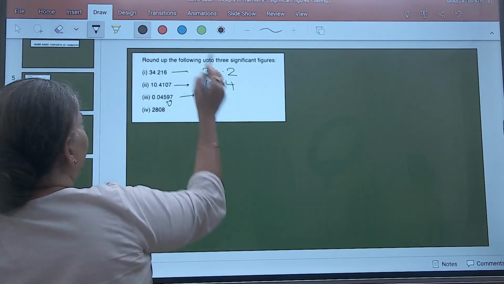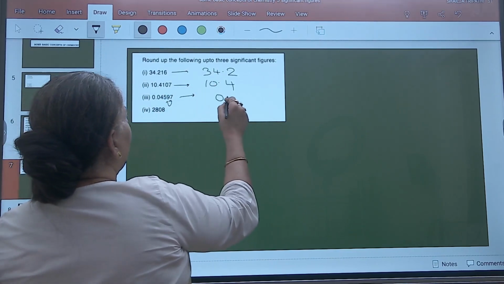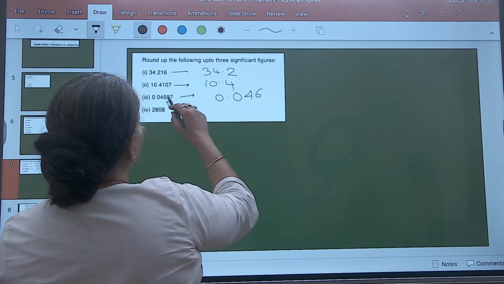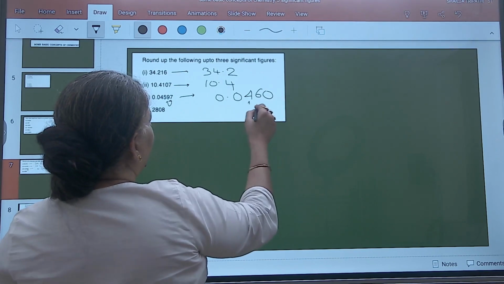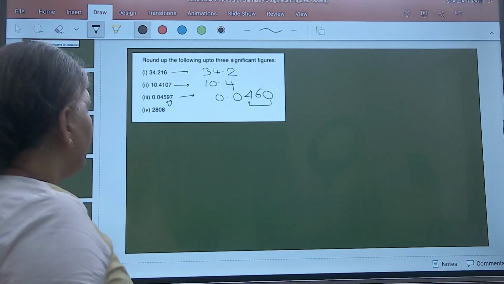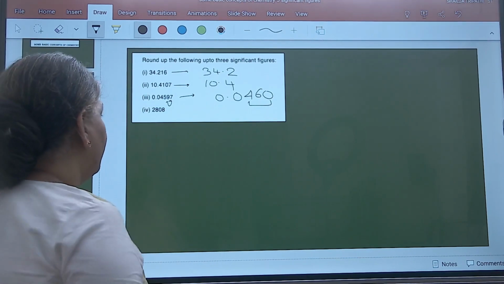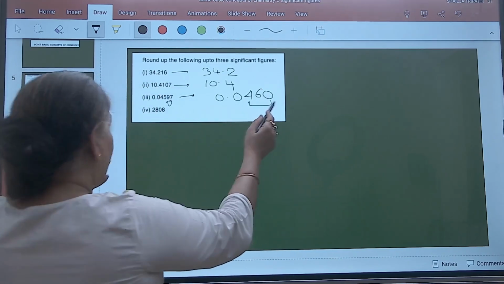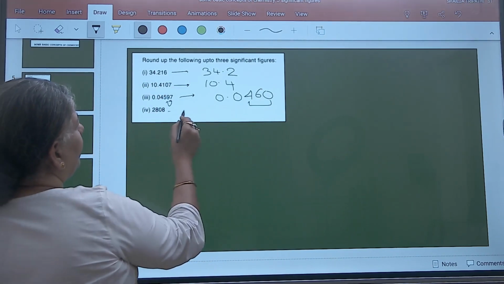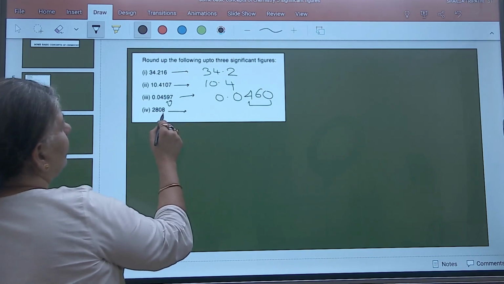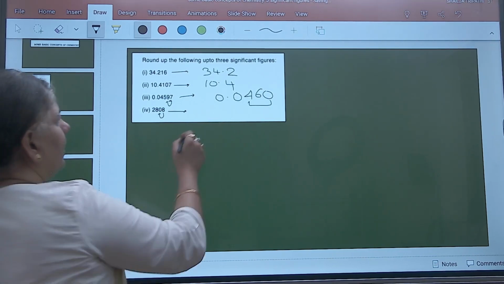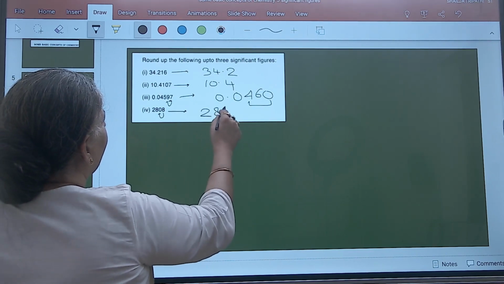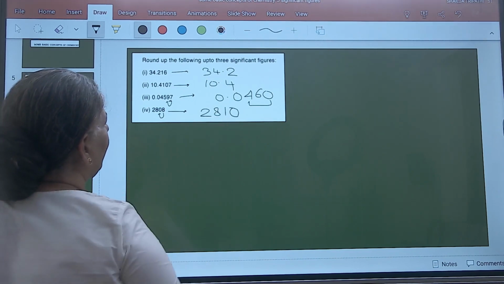Now it will become 0.0460. So we have 3 significant figures here. So 460, these 3 are considered significant. Again, here we add 1 to the number, so what we get? 2810.